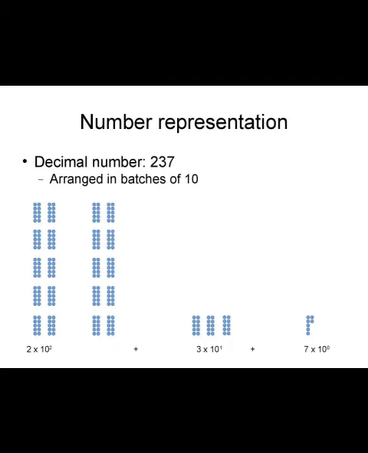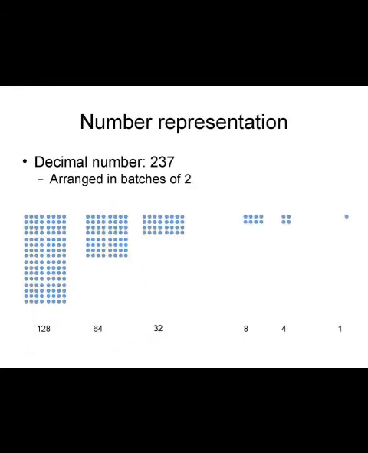But this is not the only way to represent numbers. We can arrange the items in other forms, such as in batches of 2. So the 237 items can be arranged like this. It is in batches of 2. So it can be rewritten as 128 plus 64 plus 32 plus 8 plus 4 plus 1 equals 237.